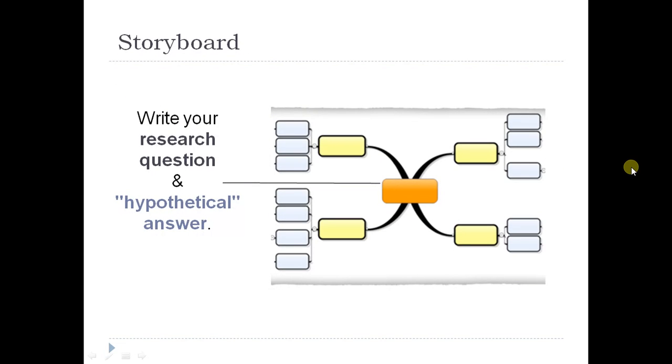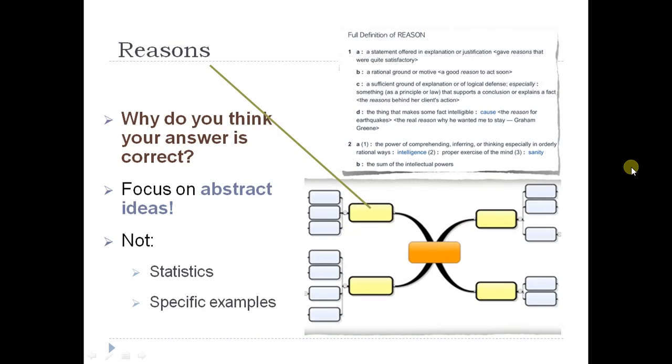What you should do is, in the very center square, write down what your research question is, and then, from having done all of your reading, write down what you believe the answer to your question is. So how would you answer this? If my question was, does being bilingual give you more job opportunities? Maybe through all my research I found out that yes, it does give you more job opportunities. That would be what I would put in the center square.